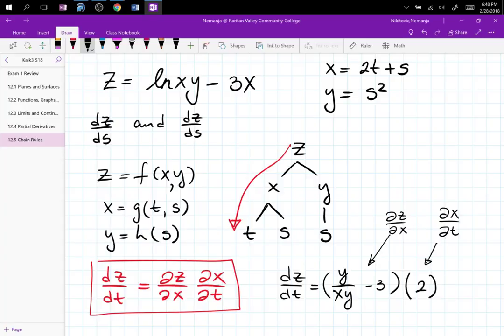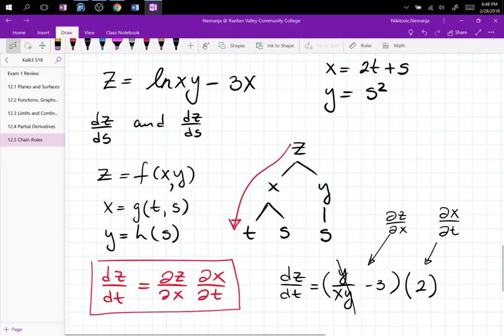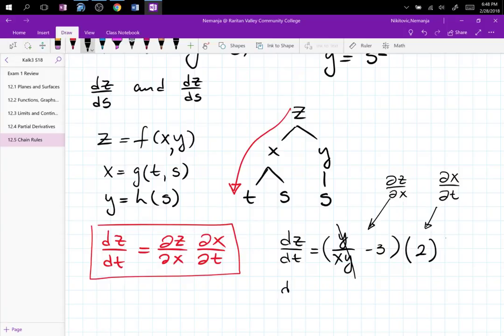Now observe that your answer is, well, and then I didn't cancel these y's, now y's are down. And the answer is to be in respect to variables s and t, right? You can't have this. So what you do is you plug in what x is. So what is this dt?